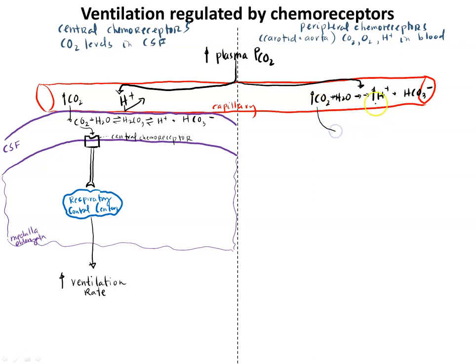CO2 and hydrogen bind and stimulate carotid and aortic peripheral chemoreceptors. Oh, that's not how you spell it. Start all over. Peripheral chemoreceptors.